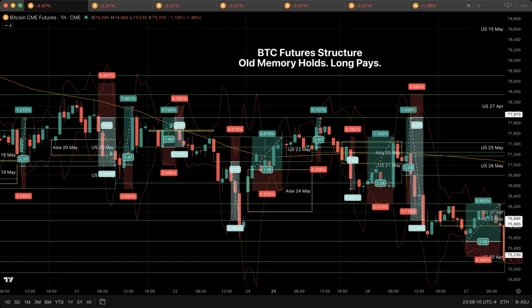Long entry line: April 20th US session upper boundary. Stop loss line: April 20th US session midpoint. Take profit line: April 21st US session upper boundary. Risk-reward ratio 2.48. The entry sits at April 20th US session upper boundary.